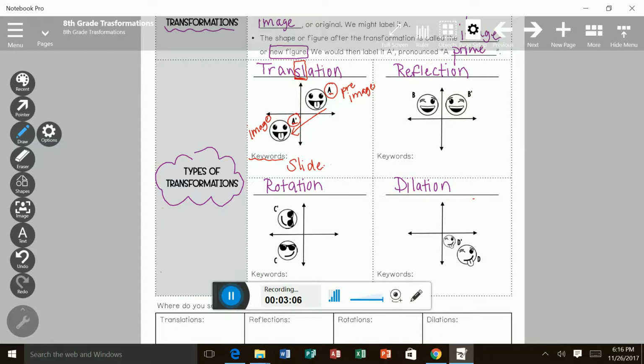My next one is a reflection, and we can use the FL in the word to help us remember that it's a flip. B right here is my pre-image. B prime is my image. And you'll notice I didn't just slide this guy over because this eye, if I did, this eye would be right there. So I flipped him.